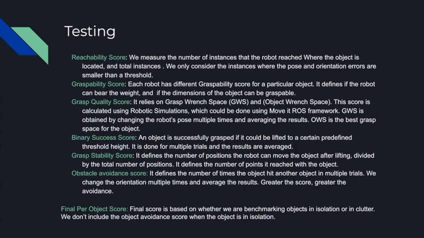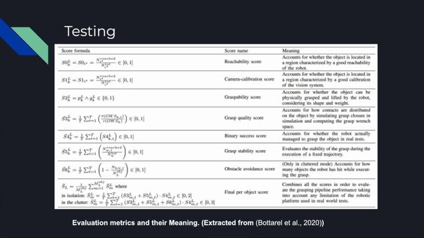Binary success score. An object is successfully grasped if it could be lifted to a certain predefined threshold height. It is done for multiple trials and the results are averaged. Grasp stability score. It defines the number of positions the robot can move the object after lifting, divided by the total number of positions. It defines the number of points it reached with the object. And the final per object score is based on whether we are benchmarking objects in isolation or in clutter. We don't include the obstacle avoidance score when the object is in isolation. The table here shows the formula used to calculate each of the evaluation metrics and their meanings.